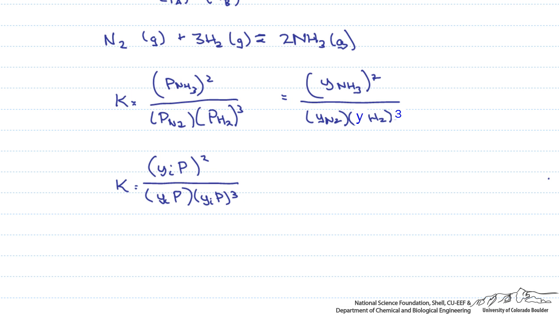Therefore, if we want to write it only in terms of mole fractions, we have to make sure that those extra pressure terms stay in there. So instead, we're going to write it like this. And when we cancel out the pressures, we find that this has to be multiplied by 1 over P squared. Let's take a look at an example.